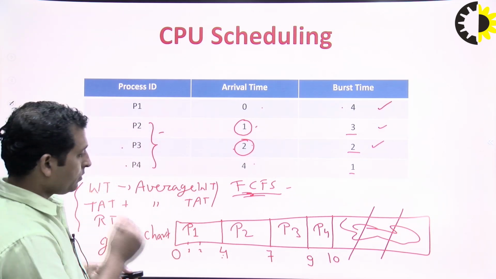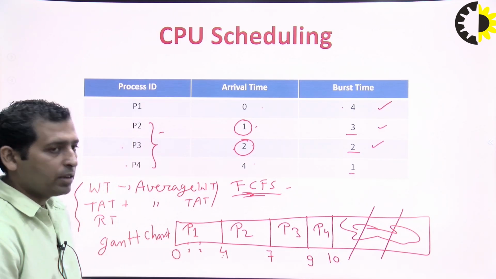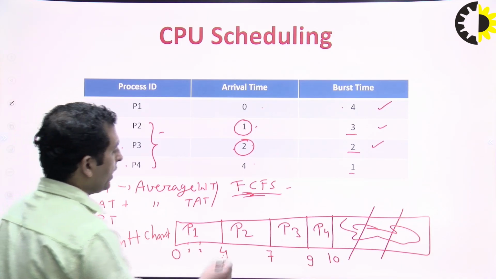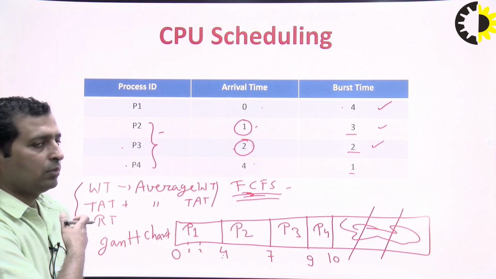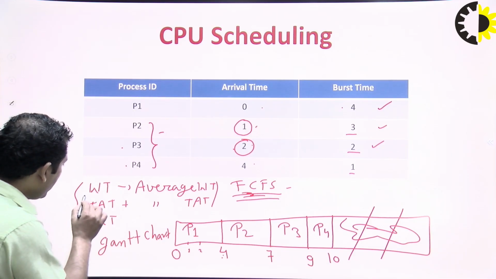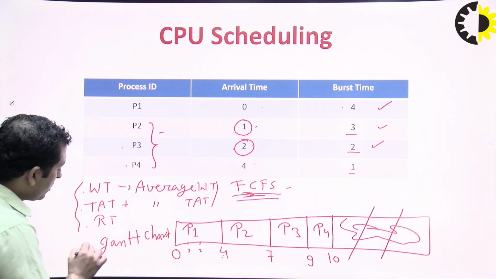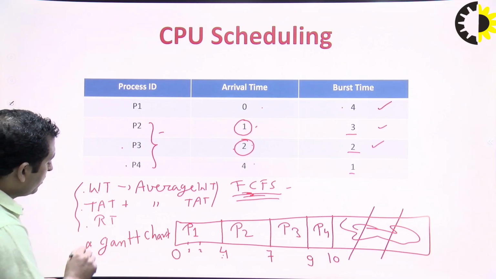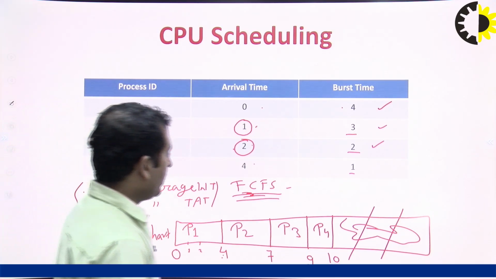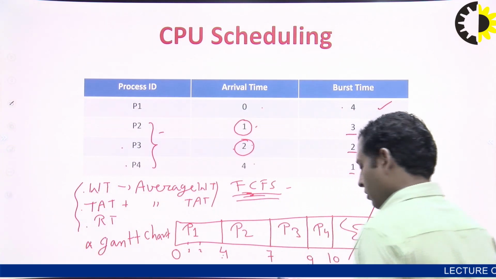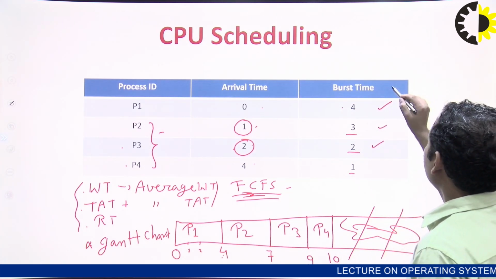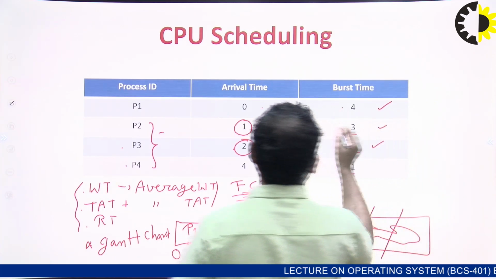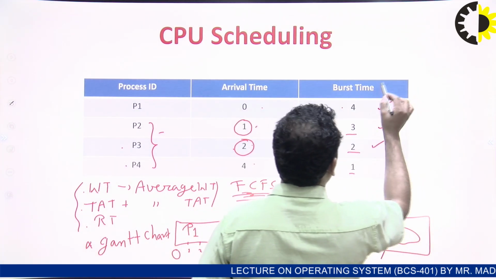So, this is our Gantt chart using the FCFS approach. Now, let's find the different parameters, like waiting time. First, completion time. We can write here the total completion time.